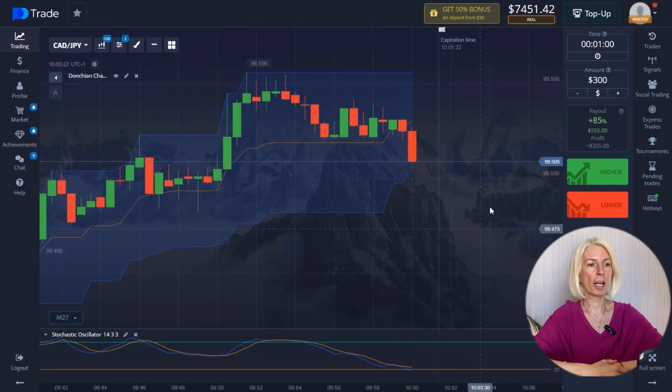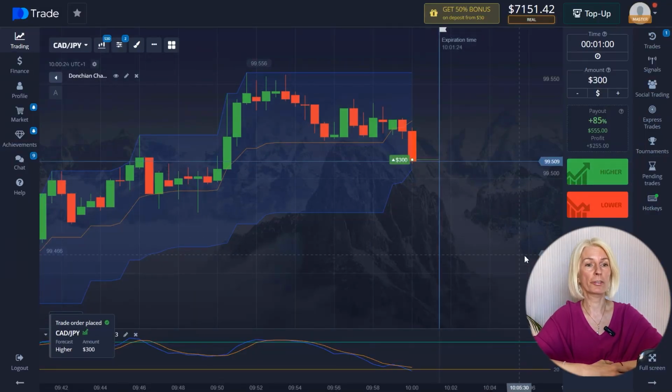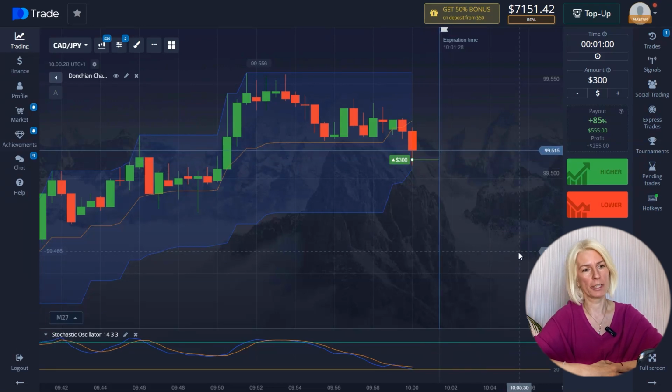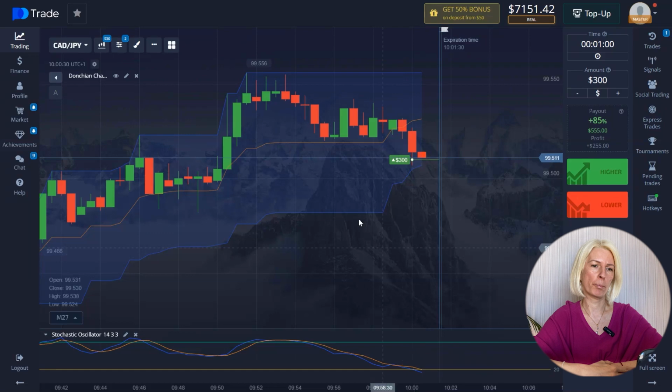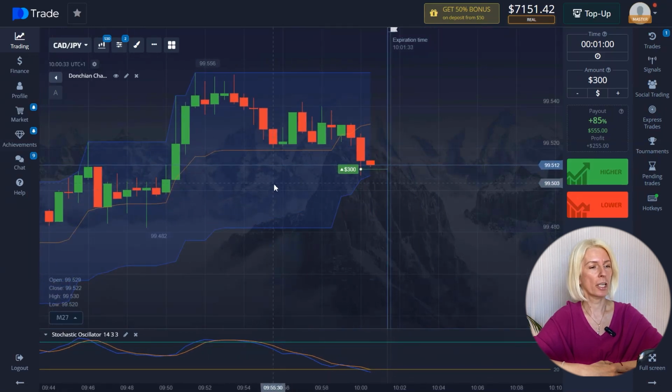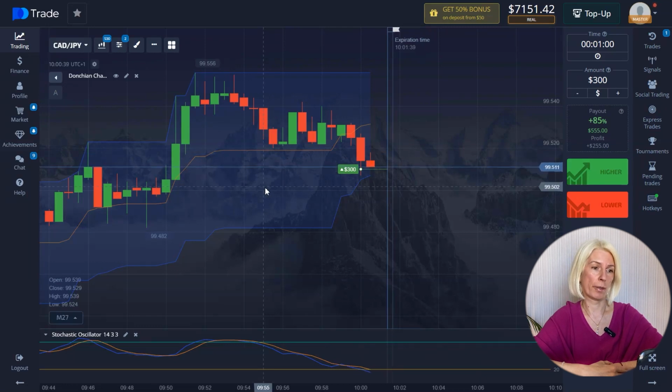Now, let's go to Pocket Option and get started. Based on the current situation, I open a trade for a higher price movement for 1 minute. Today we're working with the Canadian dollar and Japanese yen currency pair. The rate is 3.9% of the deposit. I made this decision because the price is near the lower border of the Donchian channel indicator, which is the local minimum for the last 10 minutes.